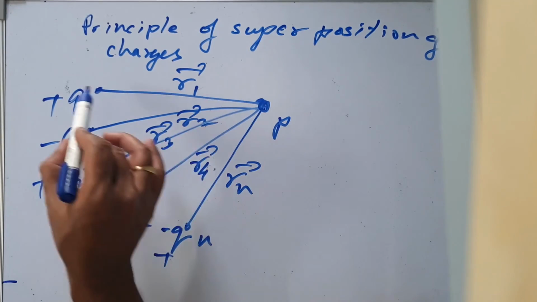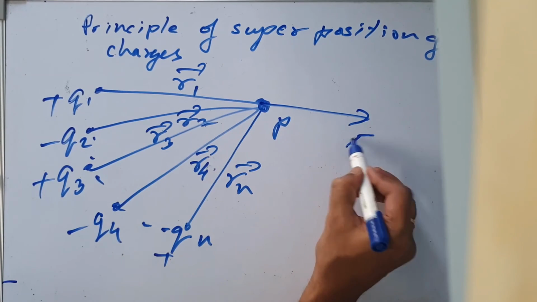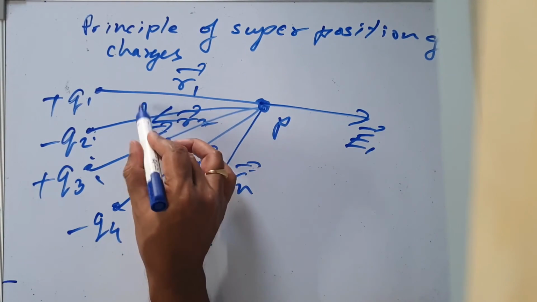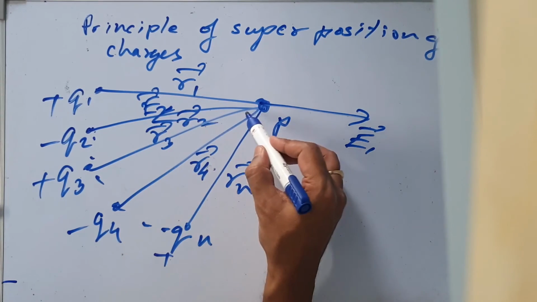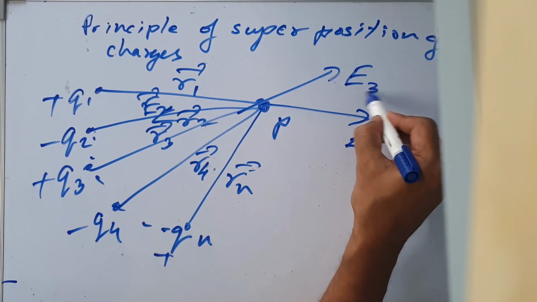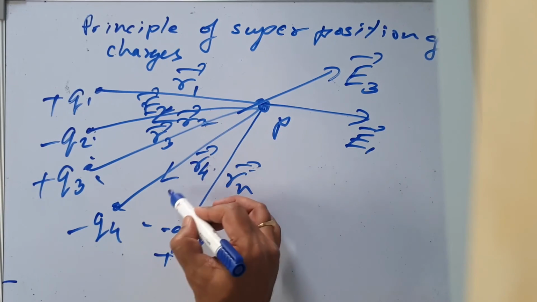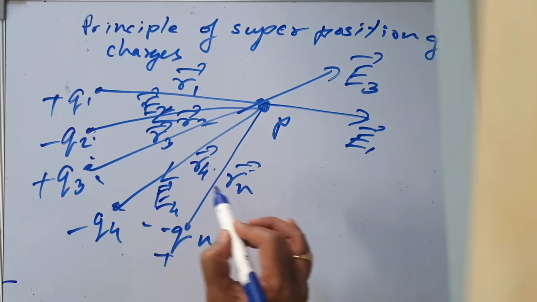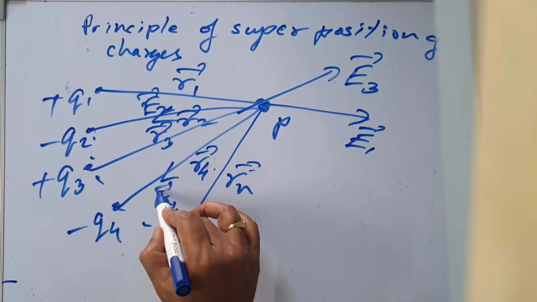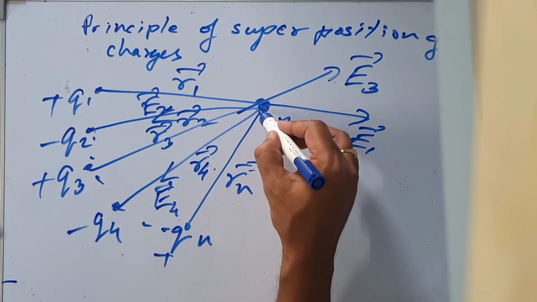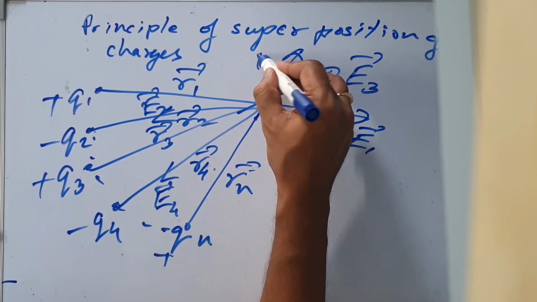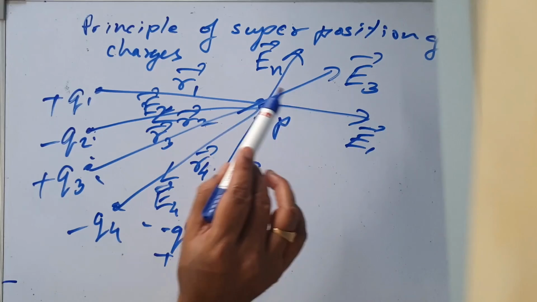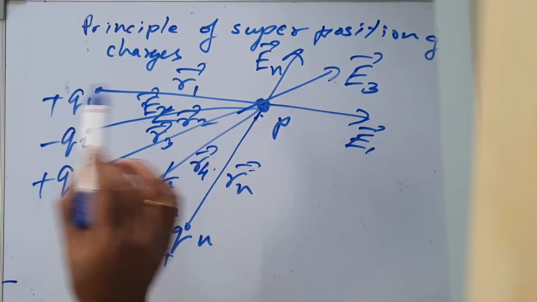It is the force acting per unit charge on an infinitesimally small positive charge placed at that point. Suppose the intensity of electric field at this point due to Q1 is represented by vector E1. Due to Q2 being negative, it will be in this direction, vector E2. Due to Q3, due to Q4 being negative, a unit positive charge placed here will be attracted, E4. Due to Qn being positive, this will be the intensity of electric field. So due to each of these charges, I have shown the intensity of electric field acting at this point.